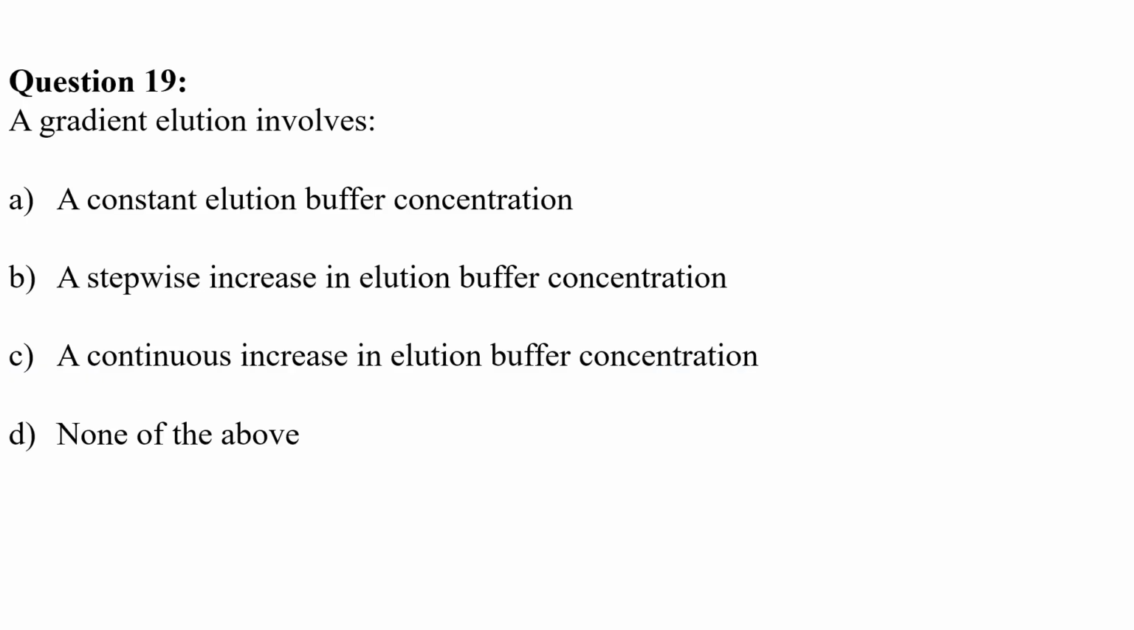So actually the answer is continuous increase in the elution buffer concentration. When I am saying gradient, it means it is gradually increasing. If I am doing anion exchange chromatography, I am increasing the salt concentration. Now to increase that salt concentration, either I can have a stepwise. So actually the question was linear gradient. I am sorry, this is my mistake. The question should have said linear gradient elution involves.